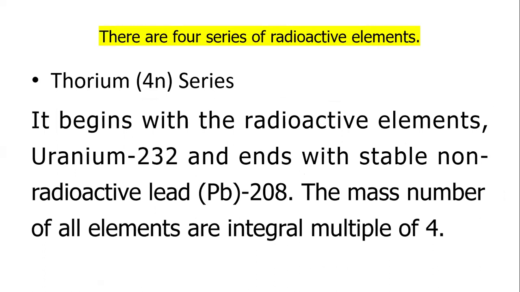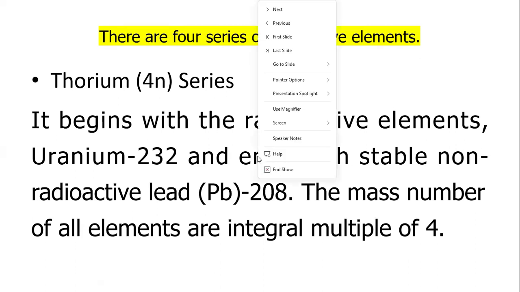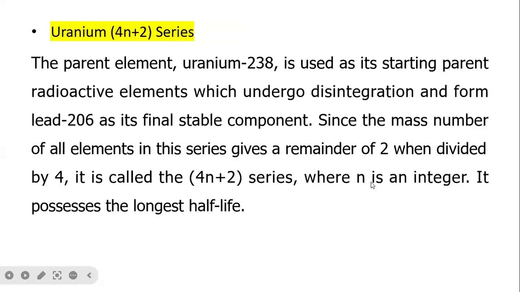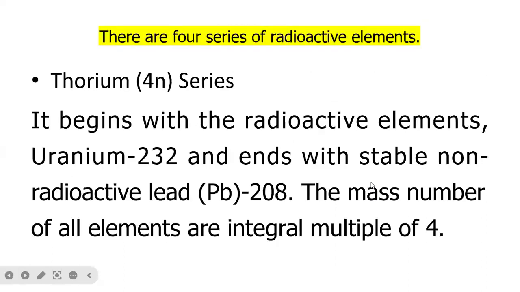First of all, the thorium series, also called the 4n series. It begins with the radioactive element thorium 232 and ends with stable non-radioactive lead 208. The mass numbers of all elements are integral multiples of 4.